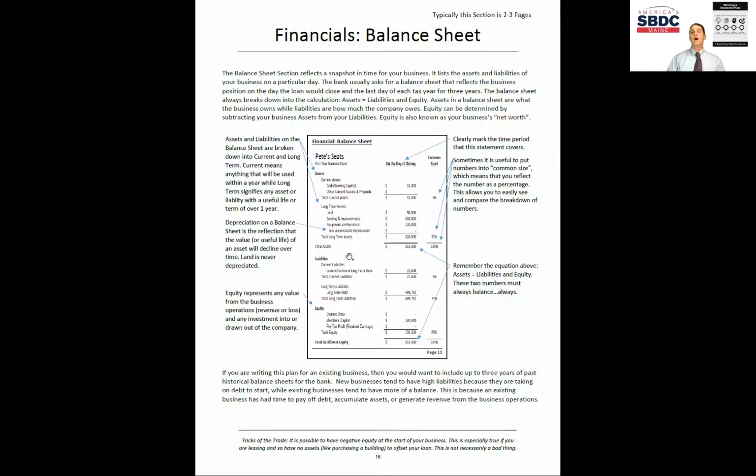Now, the other statement that a typical bank would want is a balance sheet. Now, the previous statements we're looking at the first year broken down by month. This statement, the balance sheet, is a set period of time. It's a snapshot. It's on this day, and this day happens to be on the closing day of the loan. So when I got this loan, this is what my assets look like, and this is what my liabilities look like.